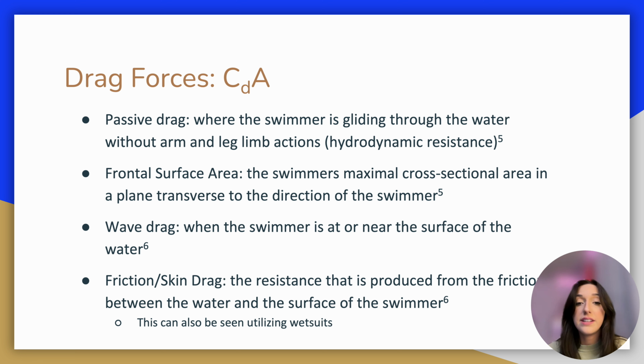Frontal surface area is defined as the swimmer's maximal cross-sectional area in a plane transverse to the direction of the swimmer. We also have wave drag, where the swimmer is at or near the surface of the water. When they're closer to the water surface, there is wave drag from the water, and this promotes more of that resistive drag force. We also have friction and skin drag, which is the resistance produced from the friction between the water and the surface of the swimmer. This can primarily be seen in studies concerning wetsuit use.